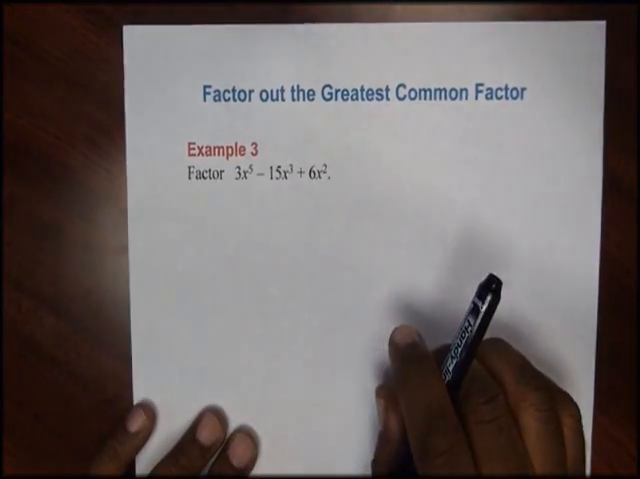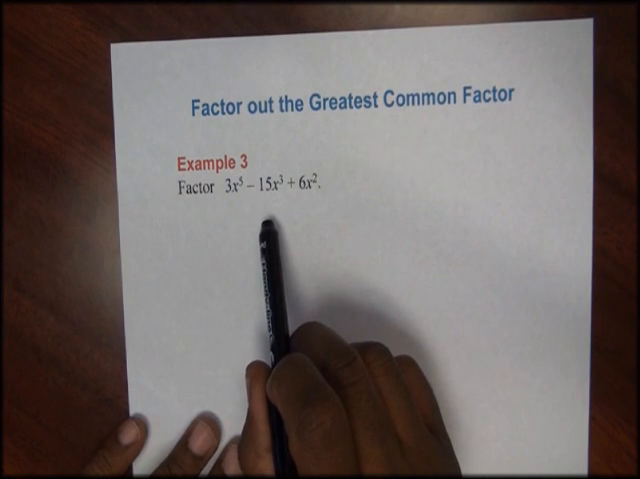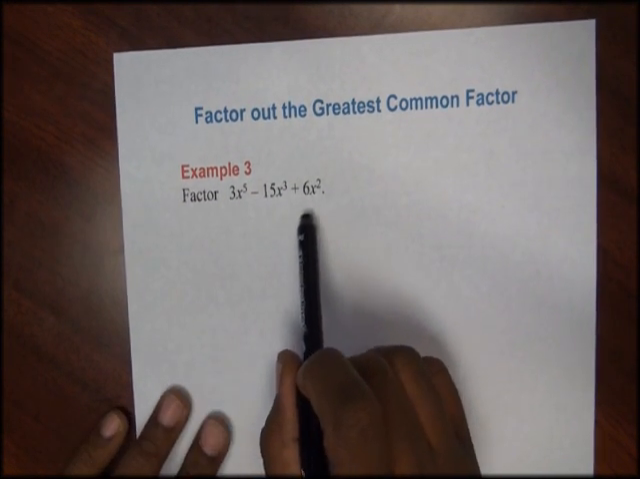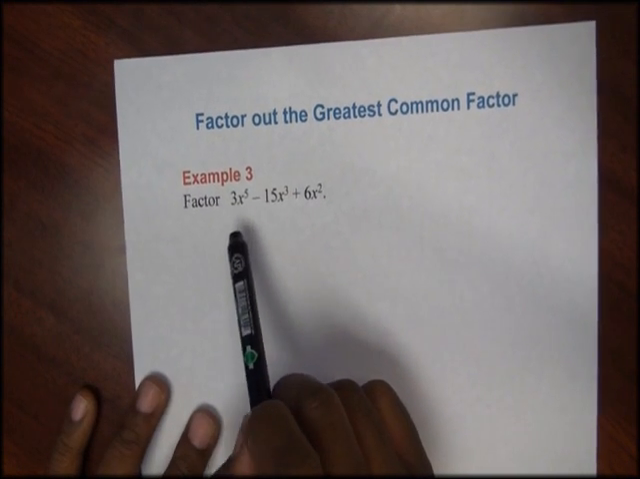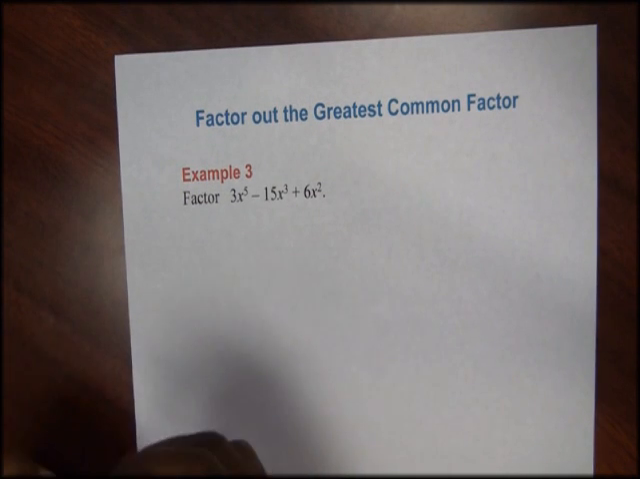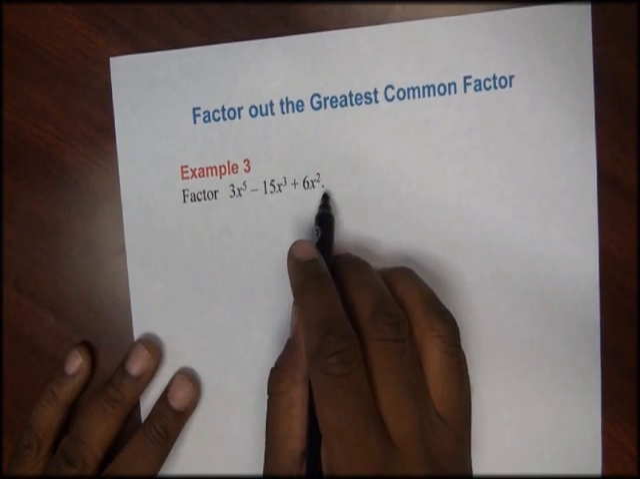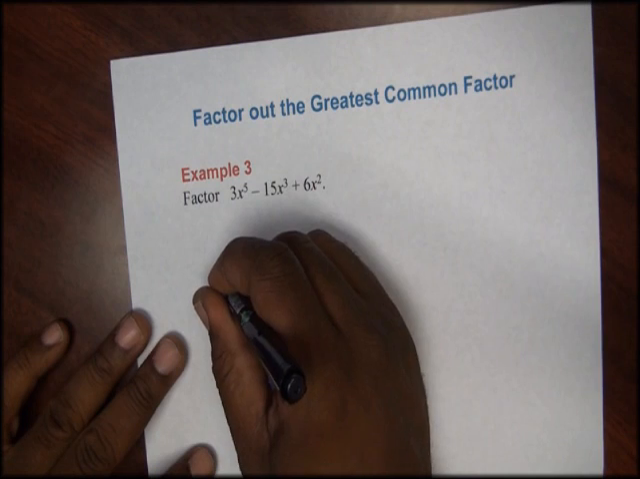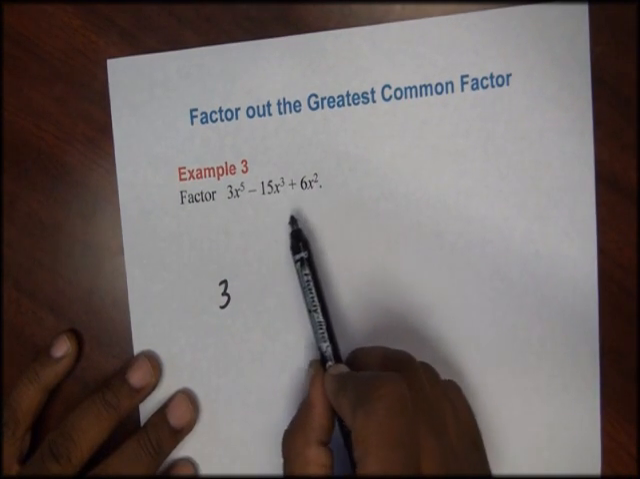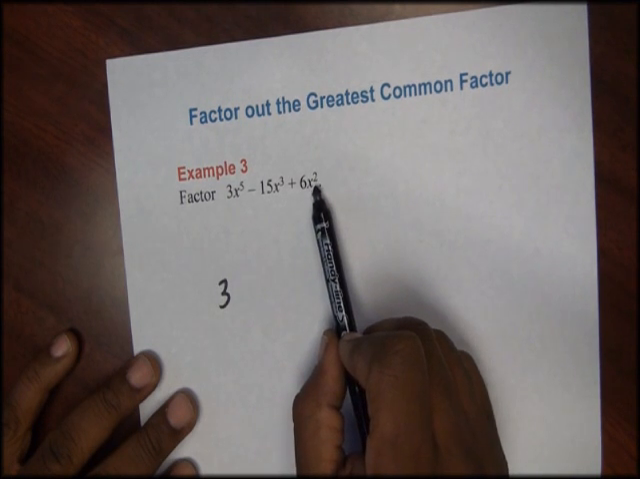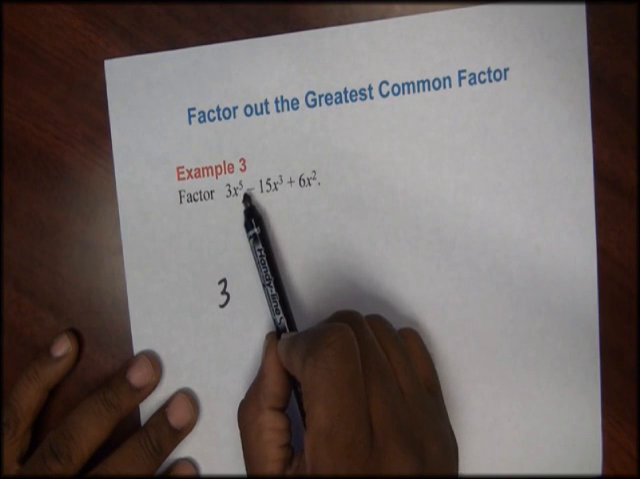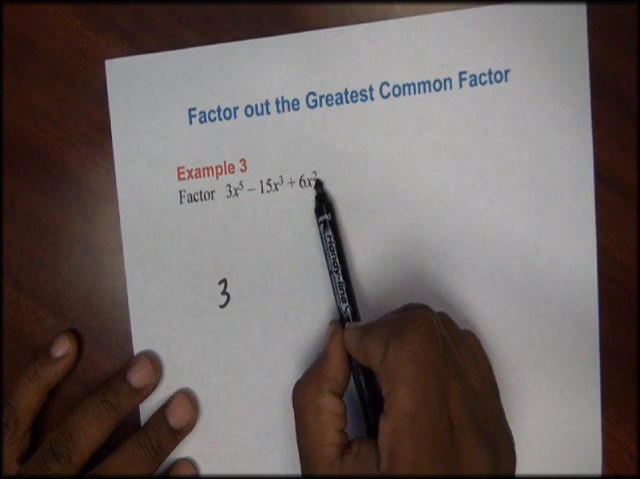In this example, we'll factor 3x to the fifth minus 15x to the third power plus 6x squared. If we take a look at our coefficients, 3, negative 15, and positive 6, they all have a common factor of 3, so I'll factor out 3. Next, I'll take a look at my x variable, and I'll locate the smallest exponent for the x variable. This x is to the fifth, this x is cubed, and this x is squared.